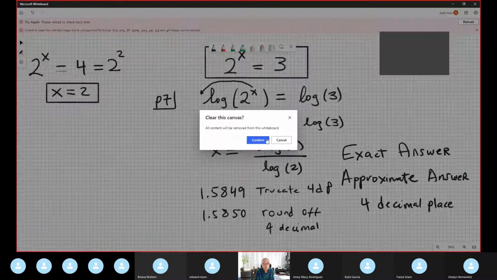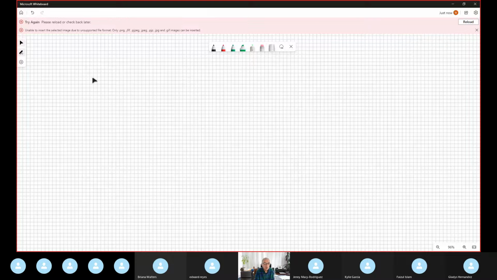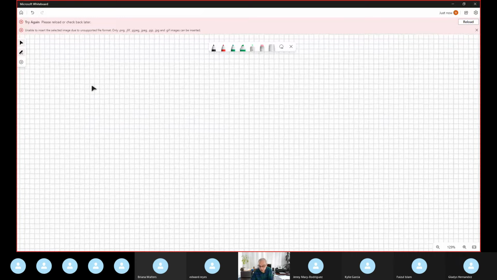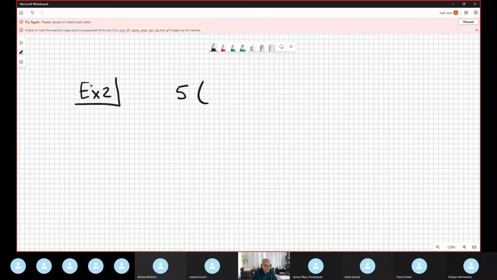Example 2. The reason I cannot solve it using a common base is because the answer is irrational. See, the answer is irrational. Irrational numbers have infinite non-repeating decimal places. Therefore, okay, 2 to the x. Suppose this equation equals 8.